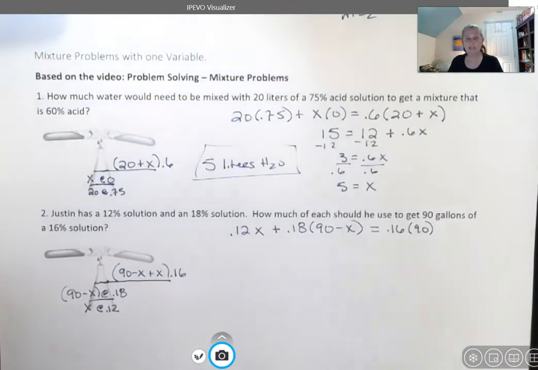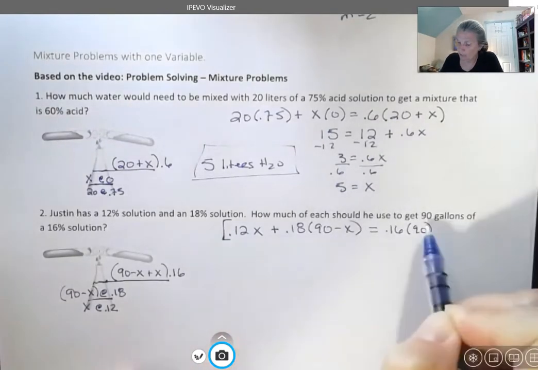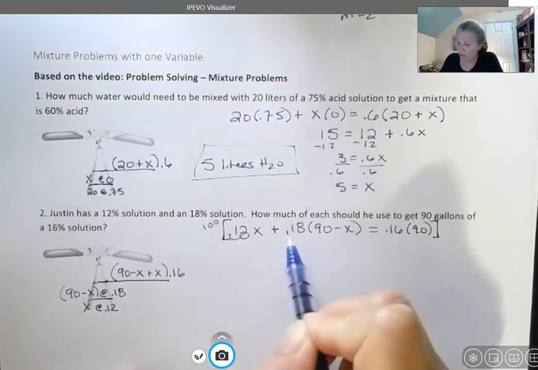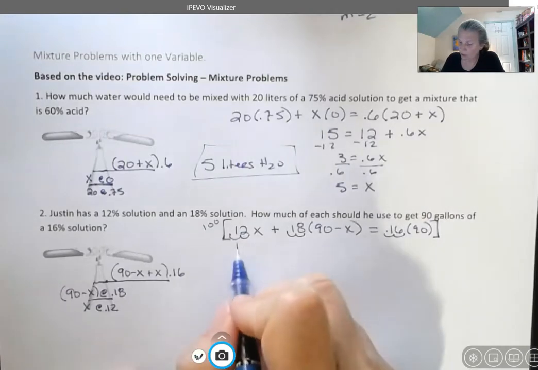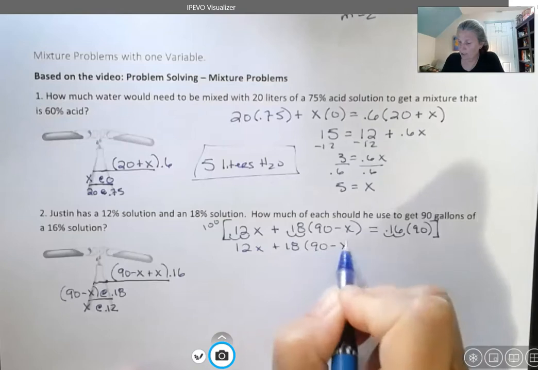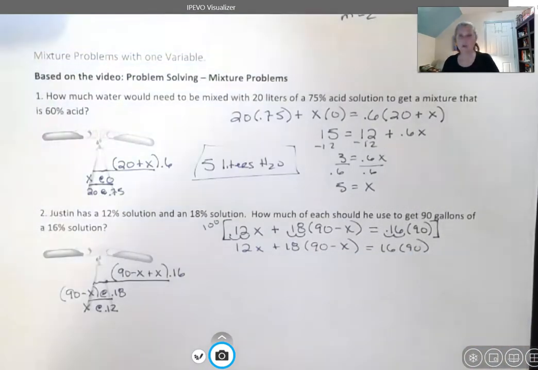So you can leave the decimals in that, or you can clear them out. I didn't clear the decimals out before because it didn't seem very hard to work with them up here. If you want to clear out decimals, I'm going to show you how. If you don't want to, that's fine. But if you multiply everything in here by 100, it's going to move your decimal points two places, and that basically just gets rid of them. So then you have 12x, and you have 18 times 90 minus x, and you have 16 times 90. And then you can work your equation without decimals.